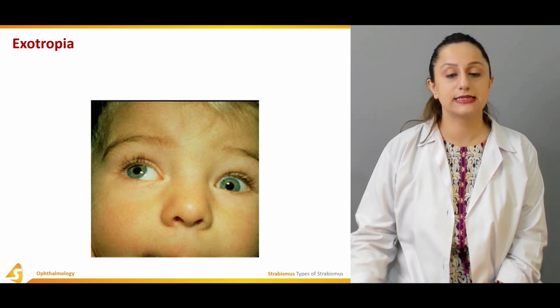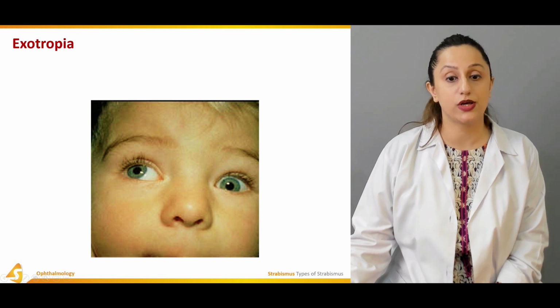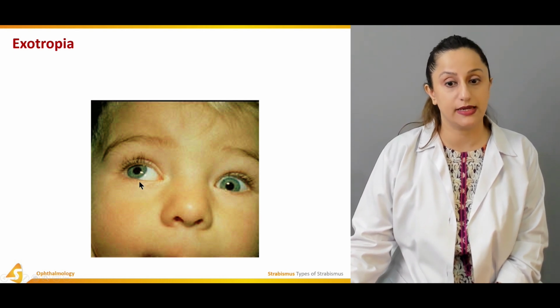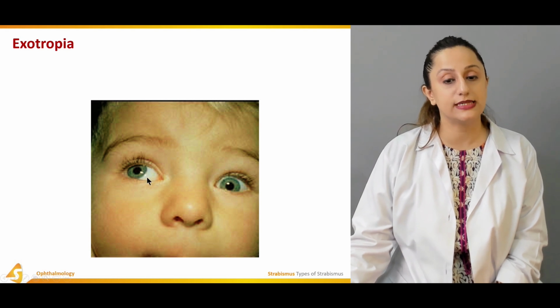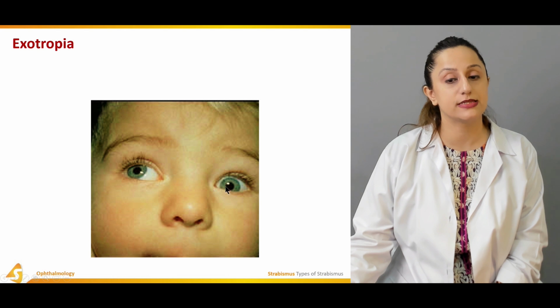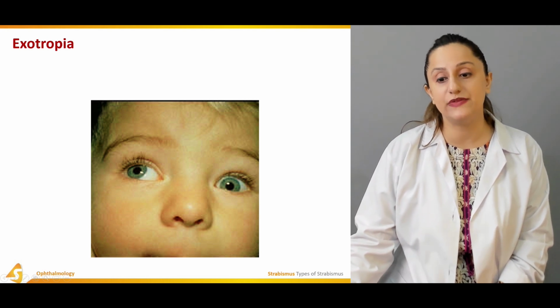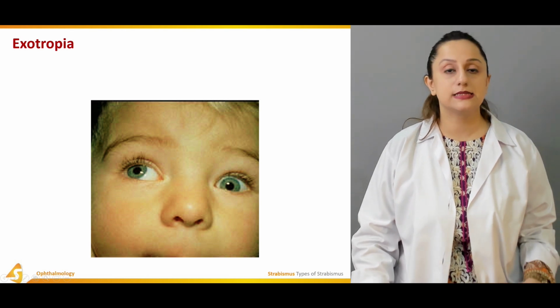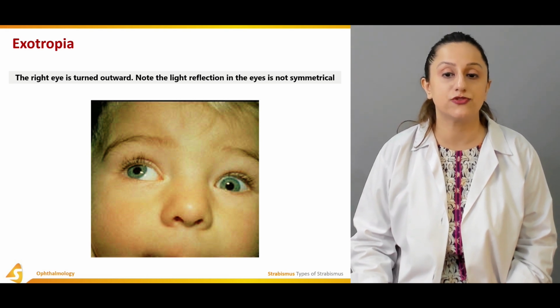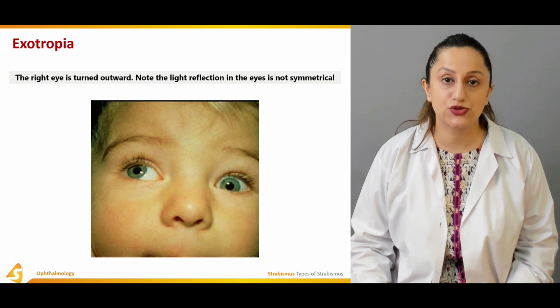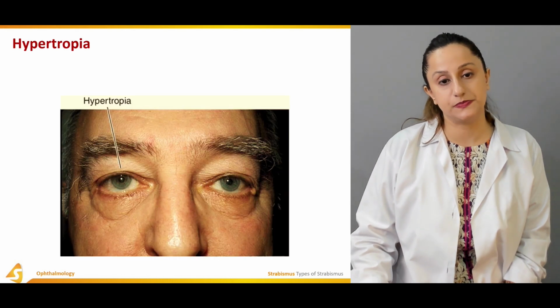Over here, you can see this is a case of exotropia. Why? This is because there is an outward deviation in the right eye, which is noted over here. The left eye is quite normal, and in the right eye, you can see an outward deviation. Again, you would see that the light reflexes are not symmetrical. One is inside the pupil and one is outside the pupil, located quite medially because of the outward deviation of the eye. So this is the proof that the patient is suffering from some sort of exotropia. The right eye is turned outwards. Note the light reflection in the eyes is not symmetrical, again, even in this case of exotropia.